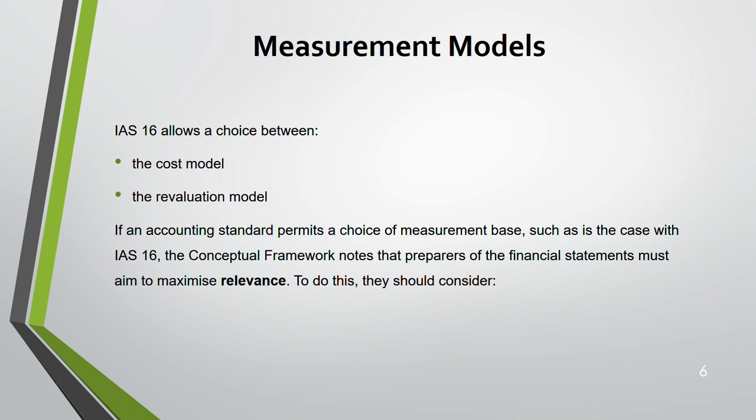Now please understand, even if you might be thinking, oh wow, let me choose anything. No, even if you are given a choice, you are given that choice with some limitation. What is that? Conceptual framework says whenever accounting standards give you a choice, your aim has to be to maximize the relevance. You have to select such a model that will maximize the relevance of it. That's why I have highlighted the word relevance. How can you do it? You have to consider number one, what is the characteristic of that asset?